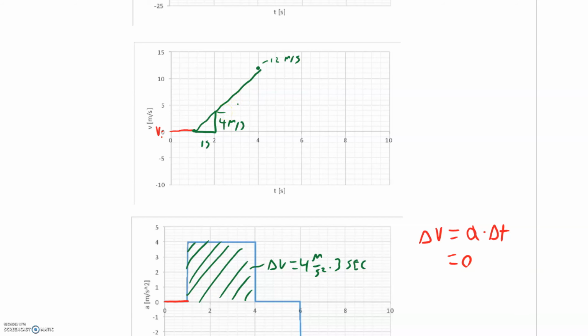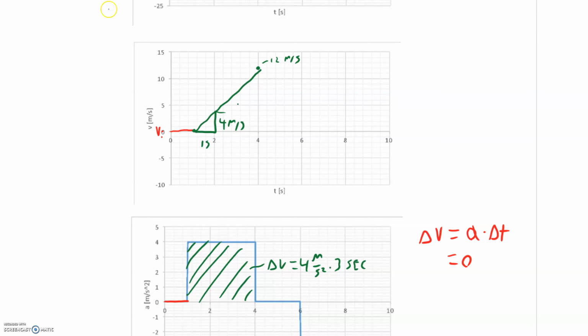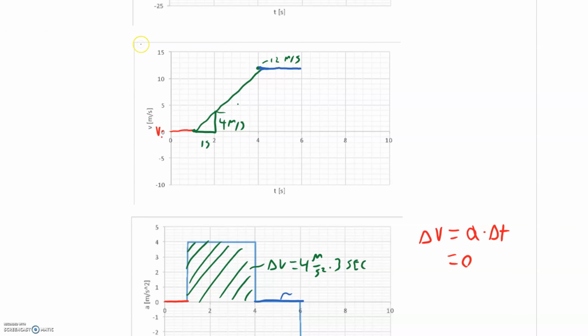All right, now I have another flat line. This section here has no area underneath it, 0 acceleration. So my change in velocity is going to be 0 meters per second. That tells me that my velocity remains constant. My final minus initial is 0. My initial was 12 meters per second. My final should be 12 meters per second. So I have my change in velocity. And then I can finish this off with this last section of the graph.